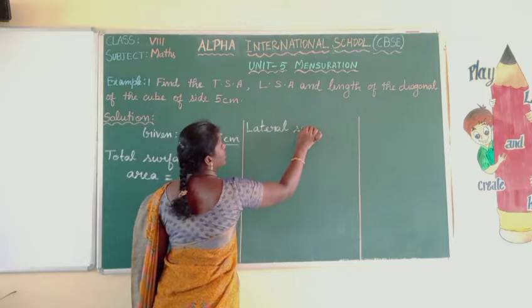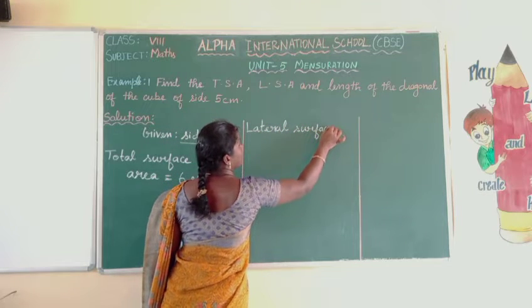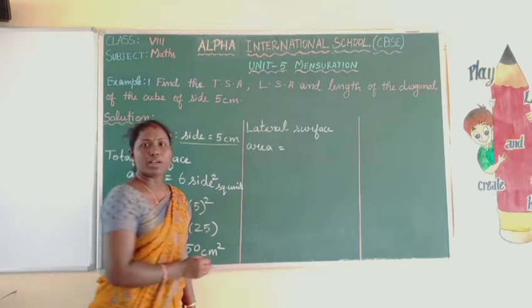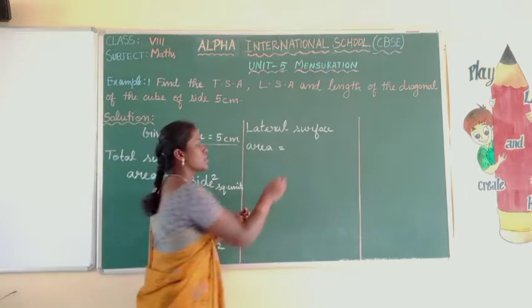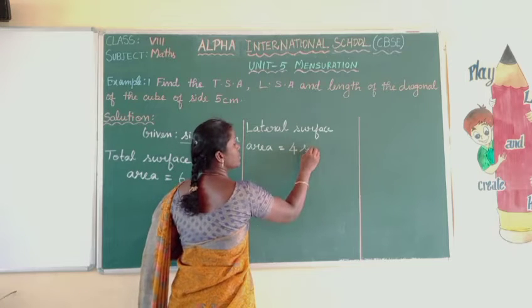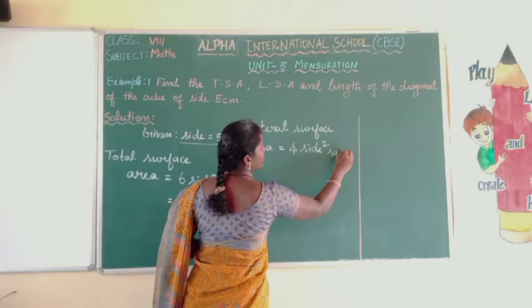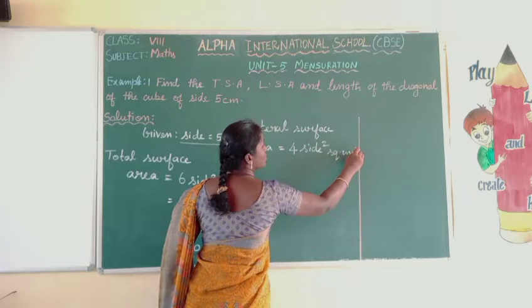Lateral surface area of the cube. What is the formula? It will include 4 faces. So 4 into side square units.